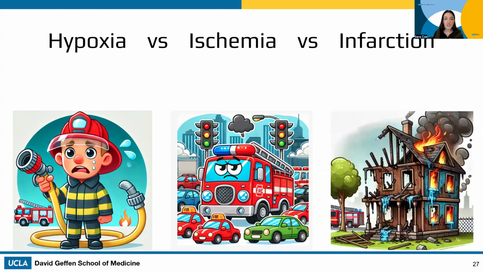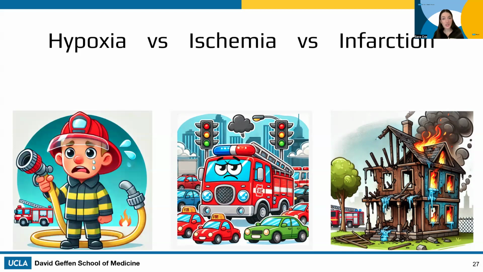And finally, that brings us to infarction. If the firefighters never arrive, if that blood flow never arrives, the fire will just keep burning until the building collapses. The tissue will die. So if ischemia isn't fixed, the tissue dies permanently.